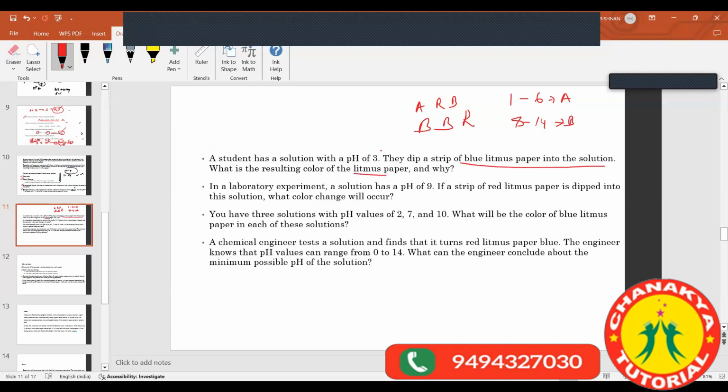If it is an acid, it turns what? Acid turns blue to red, right? Yes, ma'am. Understood? Ma'am, for the second one, in a base solution, if we put a red litmus paper, it turns blue. Yes, correct. So yeah, second one.